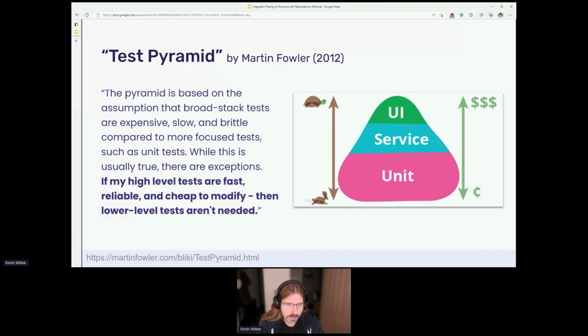So I really like this context that is added here to this pyramid. It says, okay, this pyramid shape makes sense when these assumptions hold true. If your UI tests, if your service tests are easy to write, fast to execute, okay, then don't branch out into all those small unit tests. Just write more of those. I like it a lot.